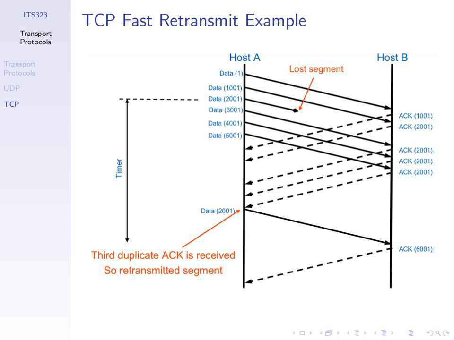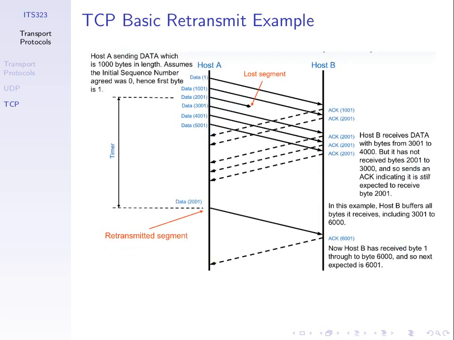This is called fast retransmit in that we retransmit that segment normally earlier than a timeout would cause a retransmit. Compare the two. Basic retransmit, we wait for the timeout to occur and then retransmit. The problem is we may have to wait a long time. If we have a large timer, what will more likely happen is we may receive duplicate acknowledgements.